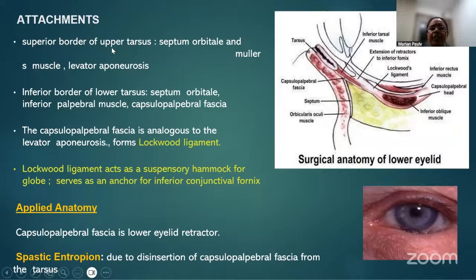Superior border of the tarsus, septum and Muller's muscle and levator aponeurosis. Inferiorly, inferior septum, inferior palpebral muscle and capsulopalpebral fascia. The Lockwood ligament acts as a suspensory hammock for the globe, serves as anchor for inferior conjunctival fornix. And capsulopalpebral fascia, we have already seen it is analogous to levator aponeurosis and forms Lockwood ligament in the lower eyelid. Spastic entropion can happen due to a disinsertion of capsulopalpebral fascia from the tarsus.